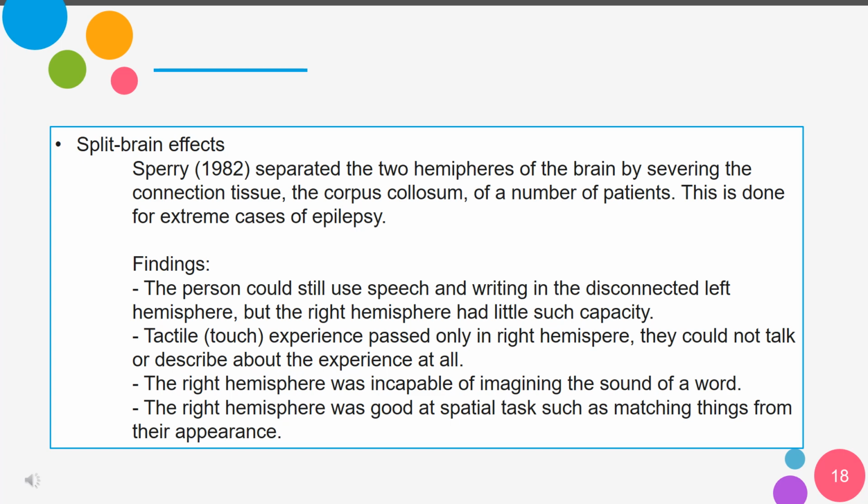The right hemisphere in general was also incapable of imagining the sound of a word, even a familiar one, and patients failed simple rhyming tests such as determining by reading which word, pie or key, rhymes with B. And the last finding is that the right hemisphere is still good at spatial tasks such as matching things from their appearance.